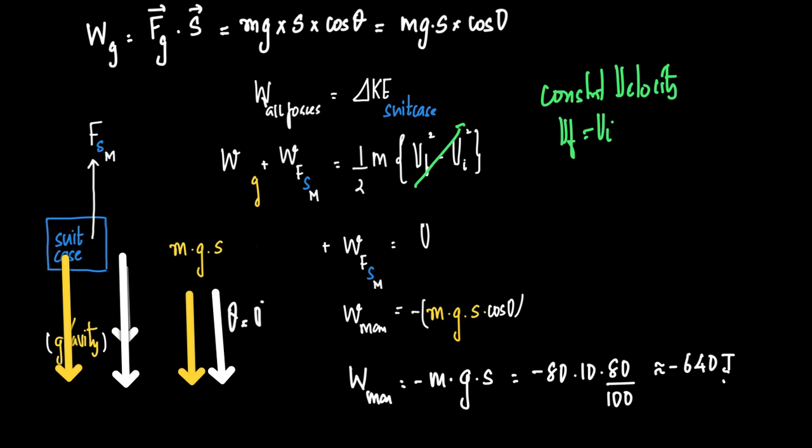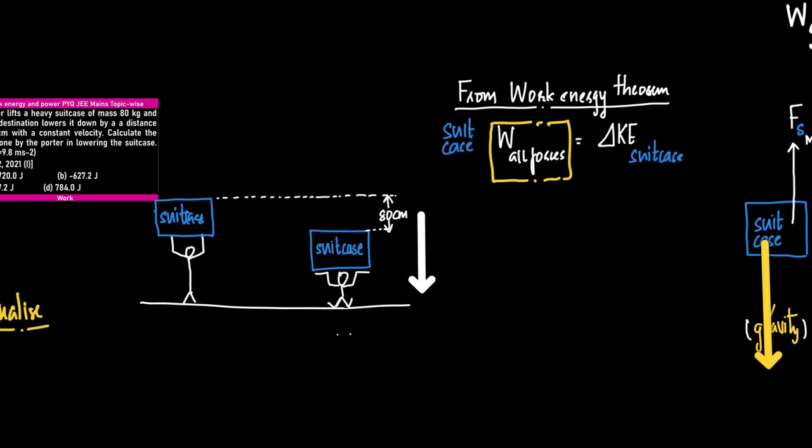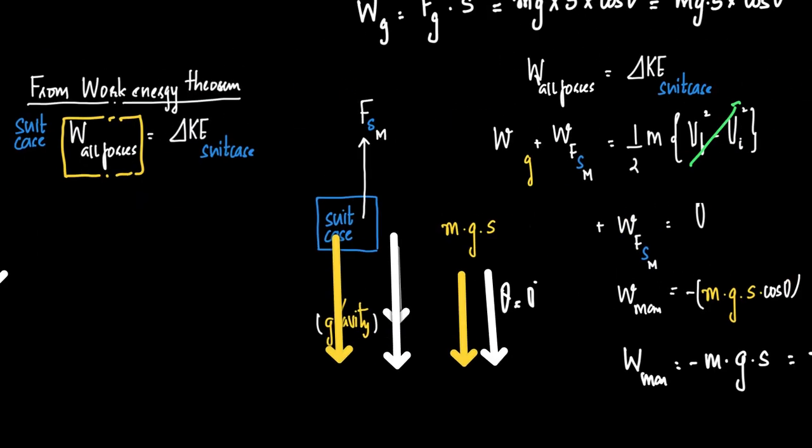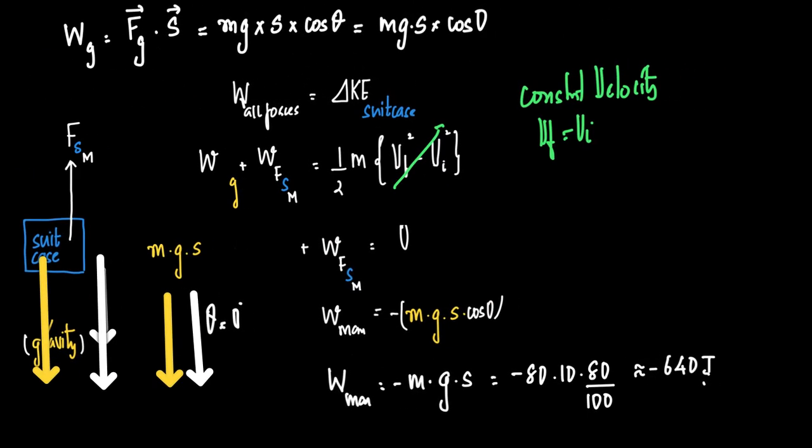Work done by man is equal to minus mgs, where mass is given to be 80, g is 10. Well, I think there is a small difference. It is said to us that we should take g equal to 9.7, but for the sake of easy calculation I have done it here using 10. So we have 80 into 10 into 80 by 100, which is 640, so approximately 640 joules.